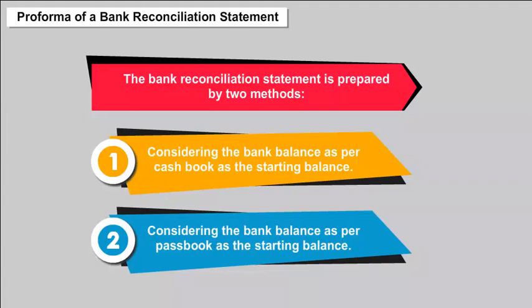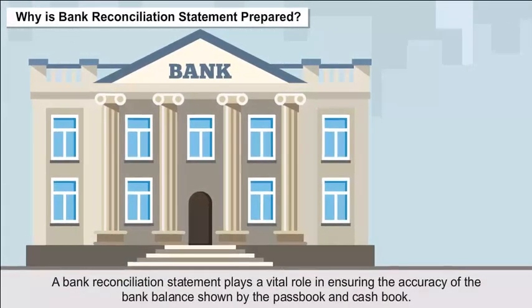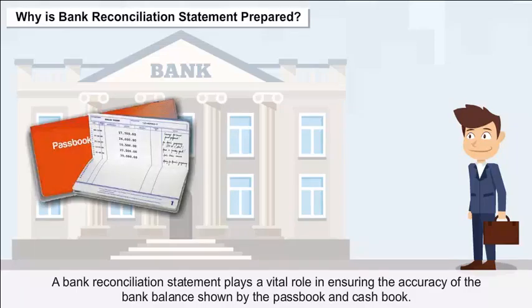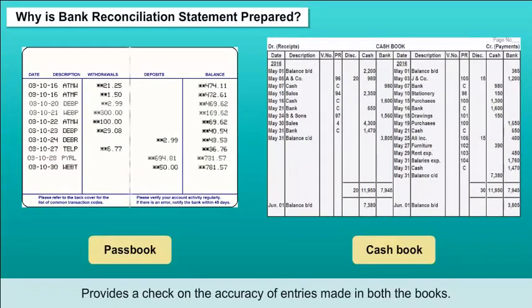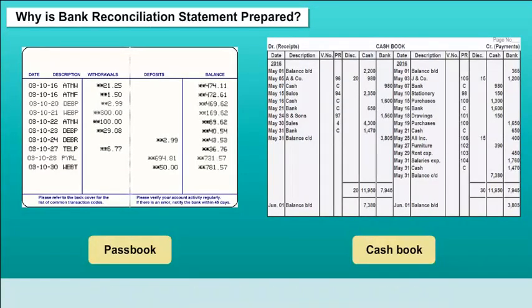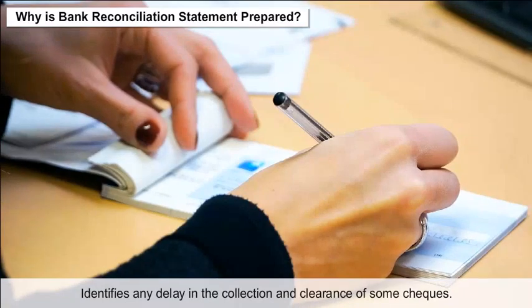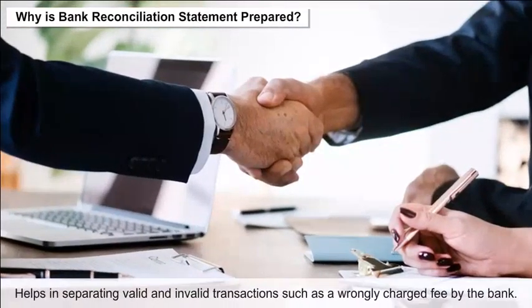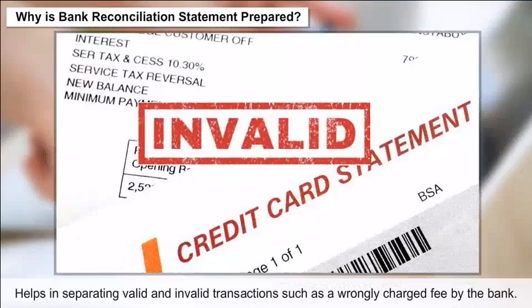Why is a bank reconciliation statement prepared? A bank reconciliation statement plays a vital role in ensuring the accuracy of the bank balance shown by the passbook and cash book, helps detect and rectify any error committed in both the books, provides a check on the accuracy of entries made in both the books, identifies any delay in the collection and clearance of some checks, keeps a check on any fraud or embezzlement, and helps in separating valid and invalid transactions, such as a wrongly charged fee by the bank.